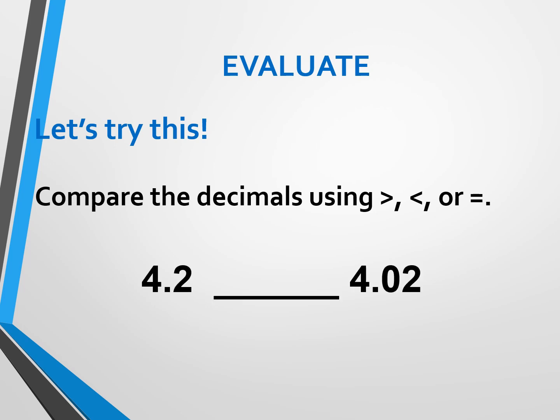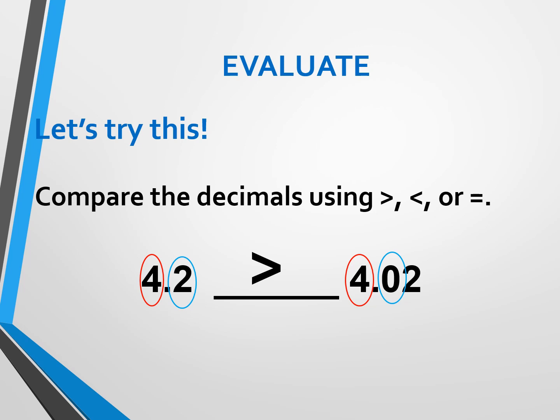Okay, to begin with, 4 and 2/10, compare it to 4 and 2/100. First, we compare it from the leftmost, which is 4 and 4. So, they are equal. So, we will proceed to the next place value, to the tens place value, 2 and 0. So, 2 and 0 are different. We can already compare. So, meaning 2 is higher than 0. So, therefore, the answer is greater than.